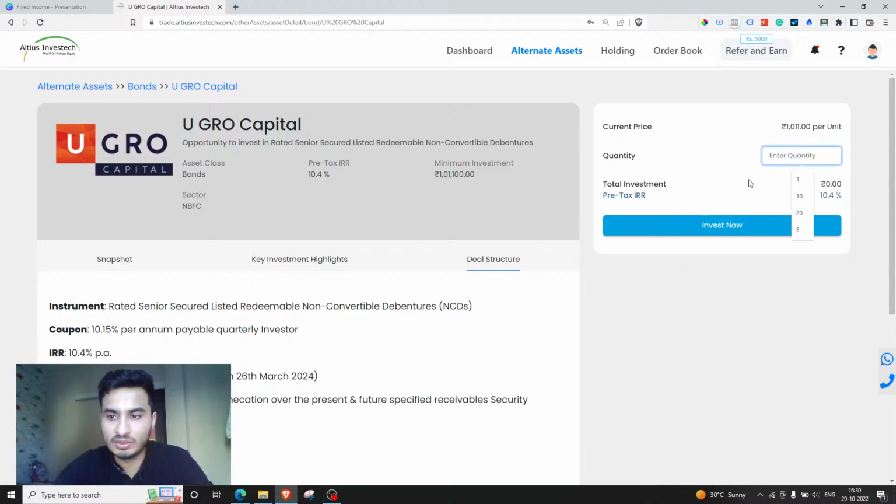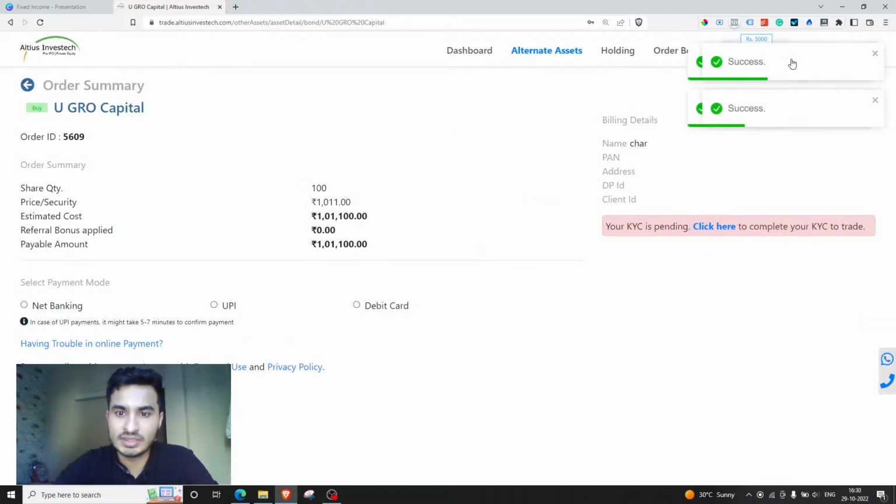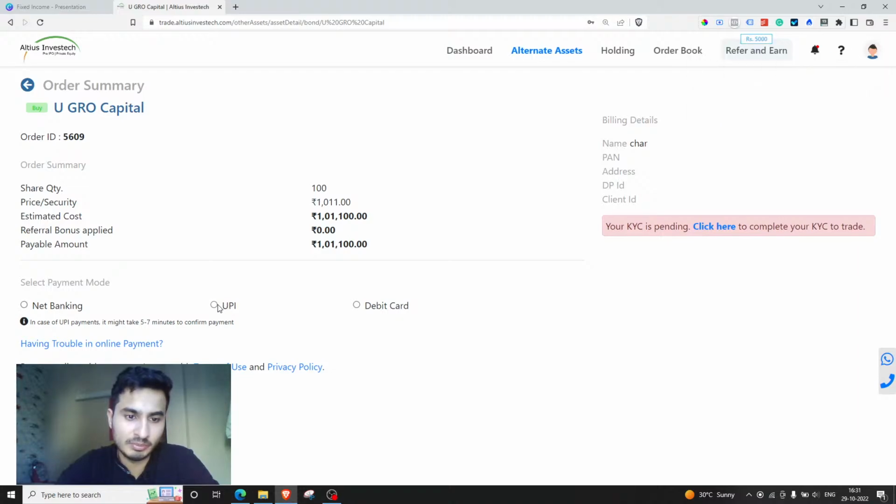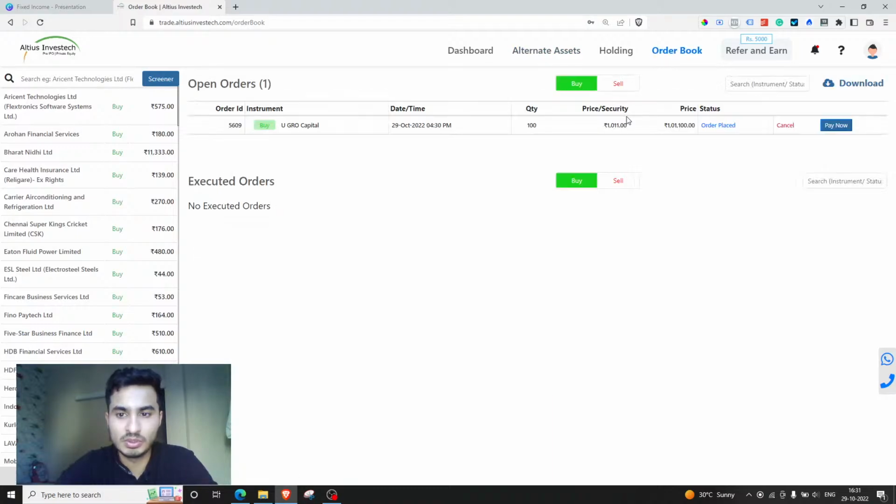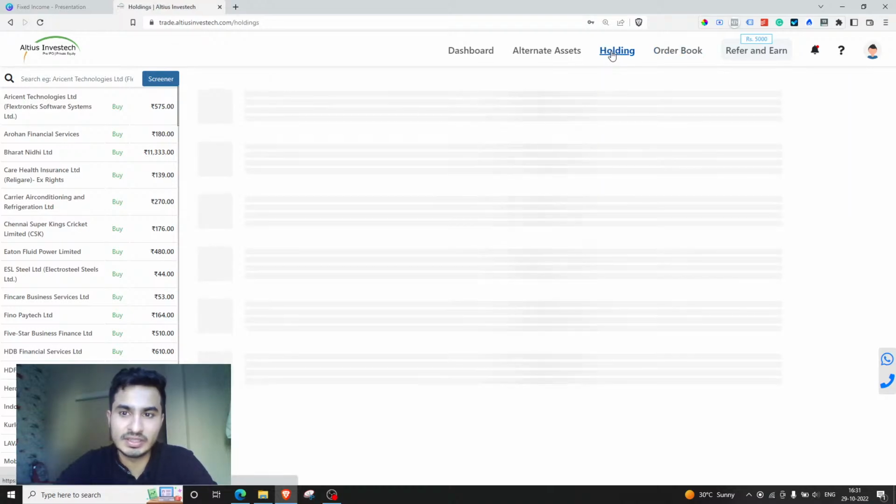Say you are willing to buy 100 quantity of this. You just need to enter the quantity and click on invest now, and once that is done, you can make the payment for this security. After making the payment you would be able to see it in your order book, and once the transaction is complete it will be reflected in your holdings as well.